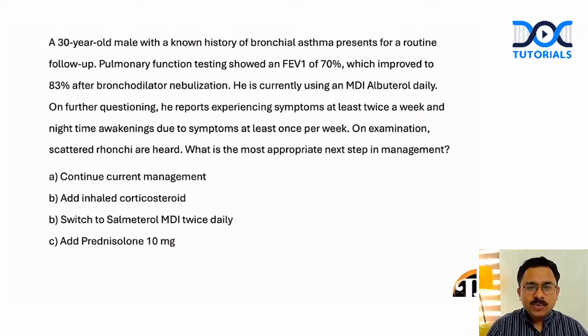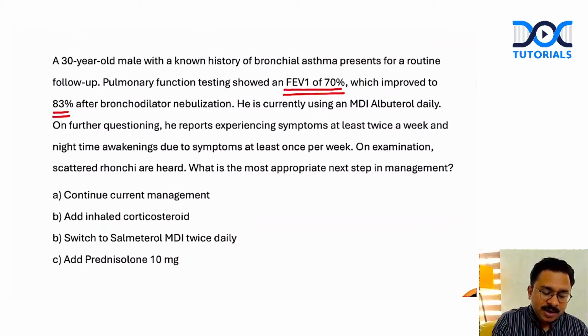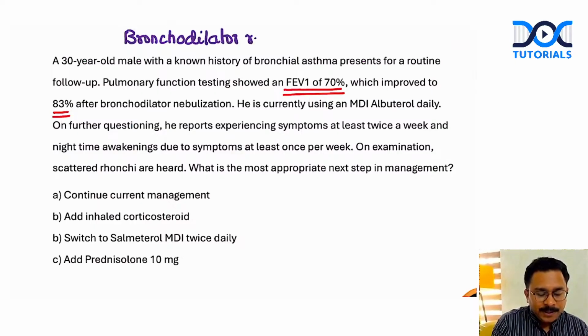A 30-year-old male with a known history of bronchial asthma presents for a routine follow-up. The pulmonary function testing showed an FEV1 of 70 percent. Now watch out, FEV1 of 70 percent, which improved to 83 percent after bronchodilator nebulization. Now tell me, what information does this give you? Tell me, my dear children, what information does this give you? It gives you the information of bronchodilator reversibility. There is a definite evidence of bronchodilator reversibility, right?